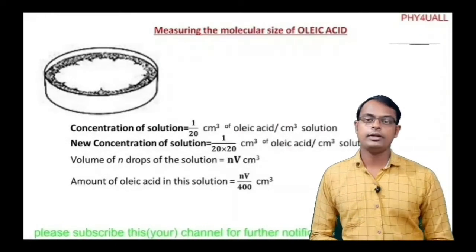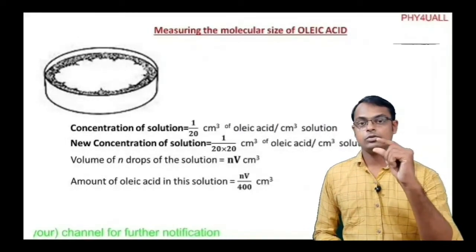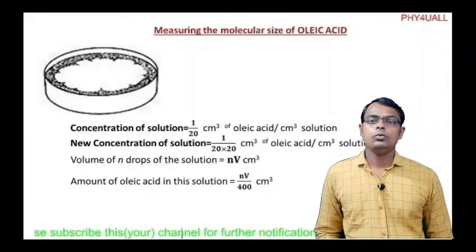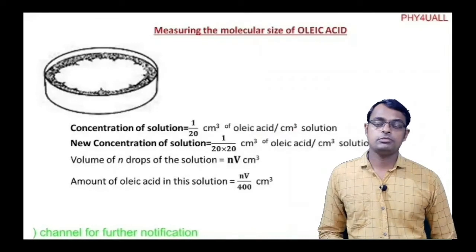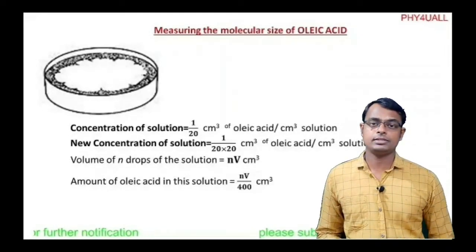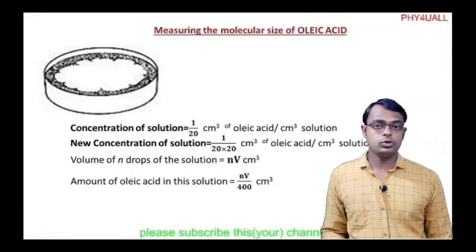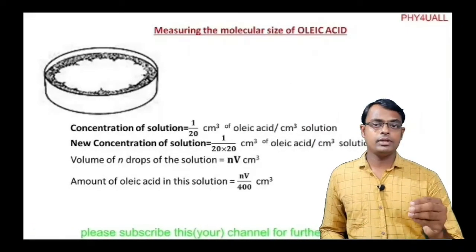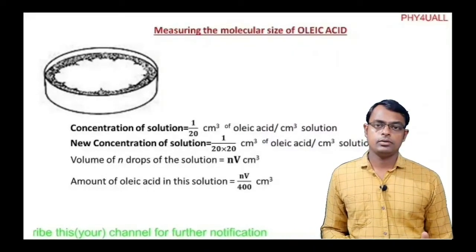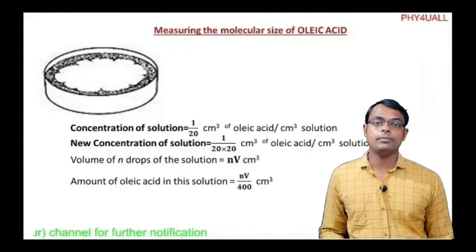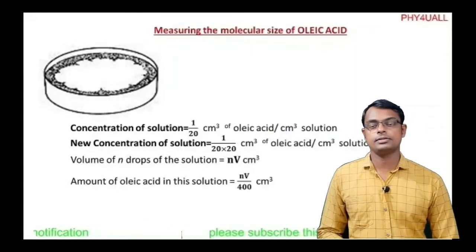So we are going to find the thickness. Thickness means we are actually finding the diameter of the molecule. Now we have made a monolayer of oleic acid molecules. This monolayer consists of only oleic acid. The alcohol that was mixed has either dissolved in water or evaporated. Now we are going to calculate the thickness of this film, or thickness of this layer. The layer consists of only oleic acid.